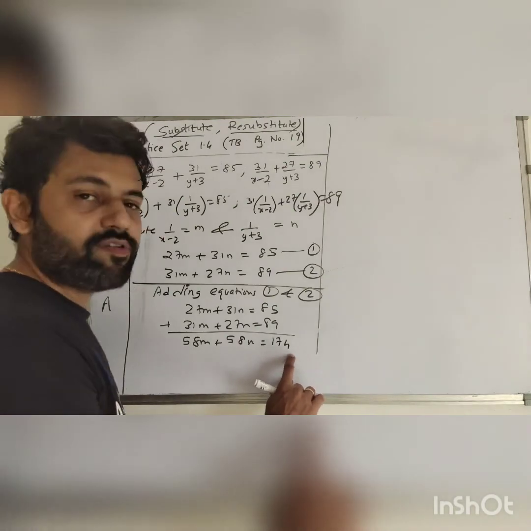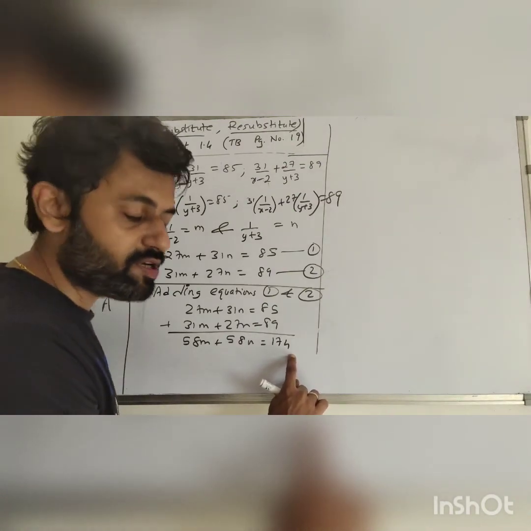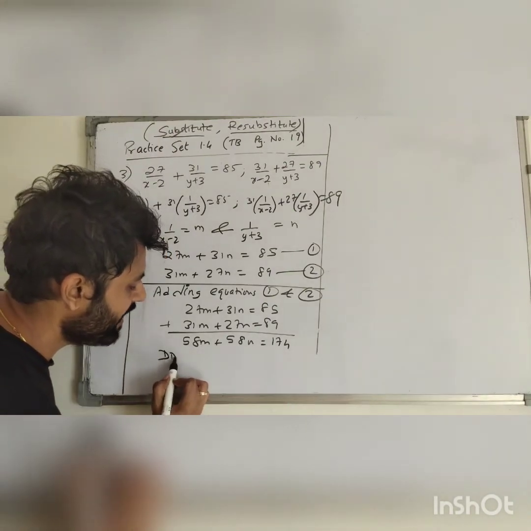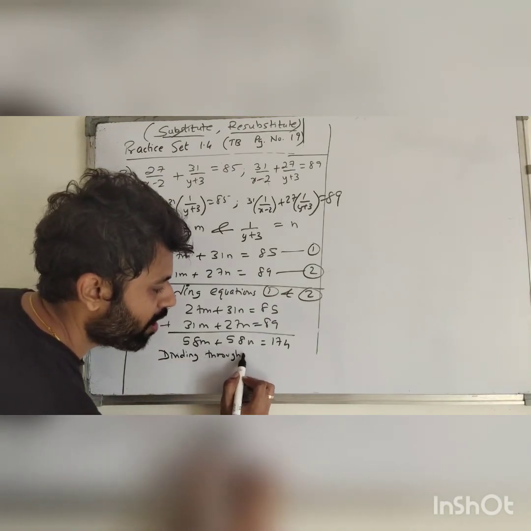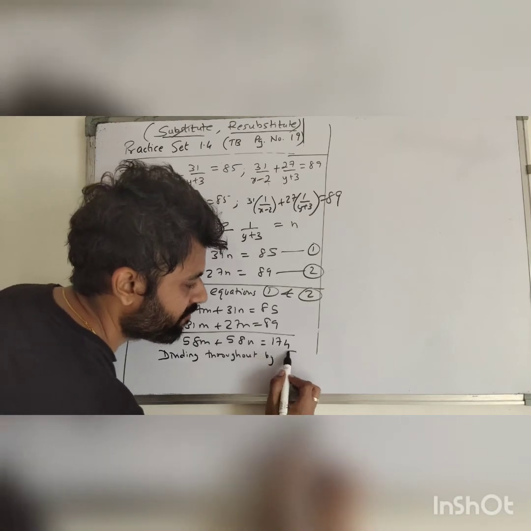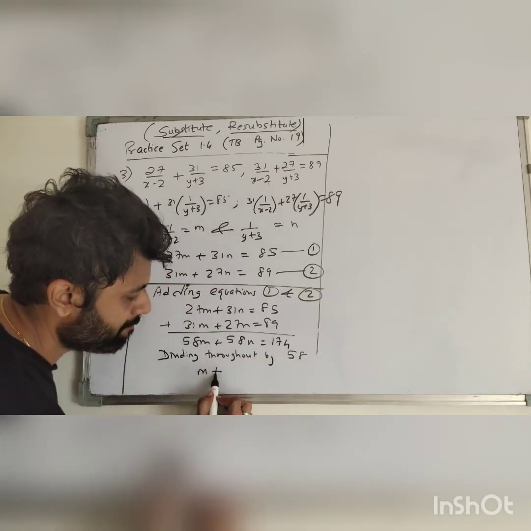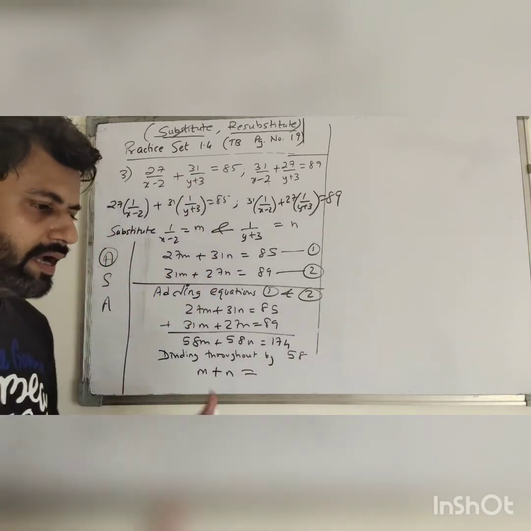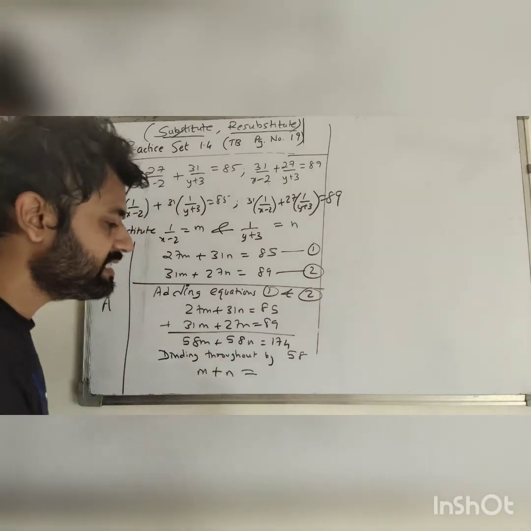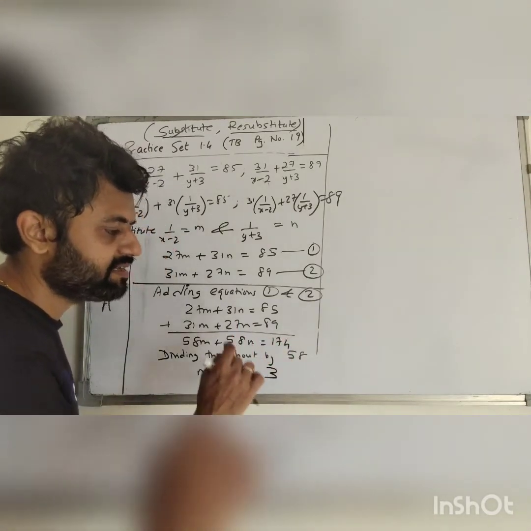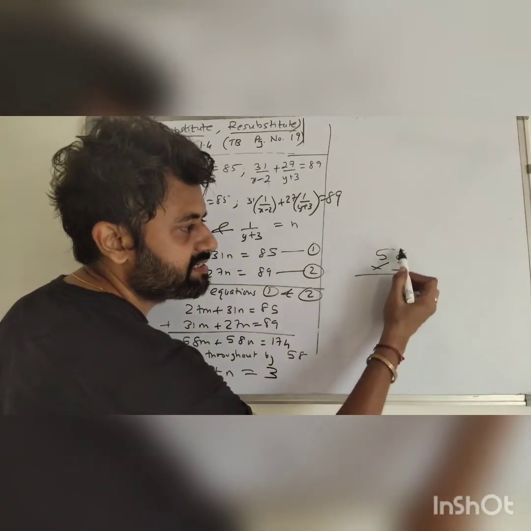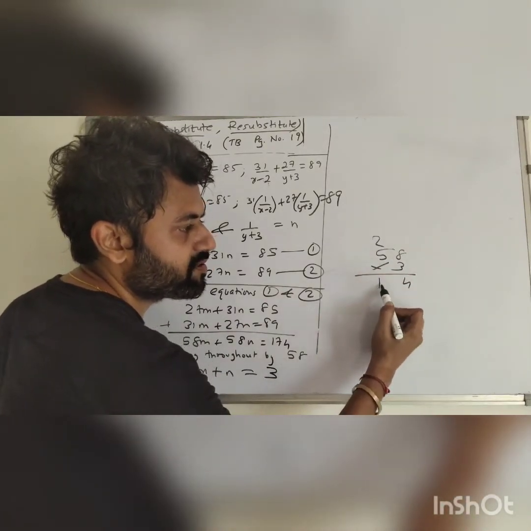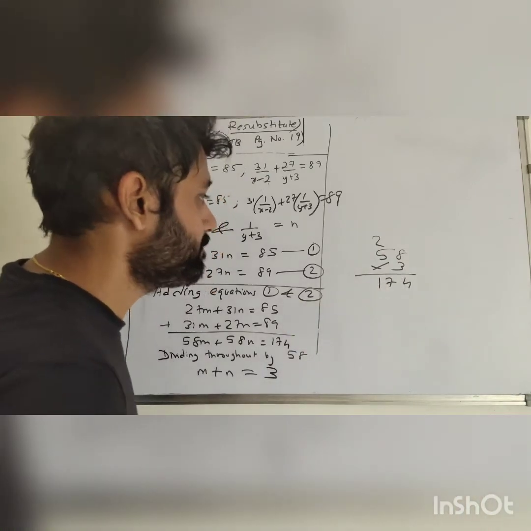And I have a chance of dividing this equation. Dividing throughout by 58, I get m plus n is equal to 8 ones are 8, 8 2s are 16, 8 3s are 24, 58 3s will give me 174. Then you may also check: 3 8s are 24, 3 5s are 15, 15 plus 2 is 17, 174.